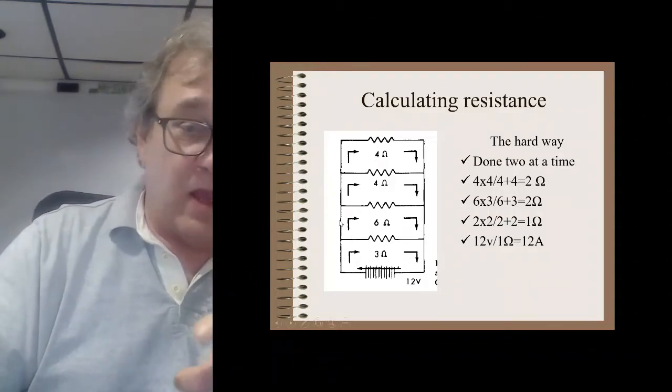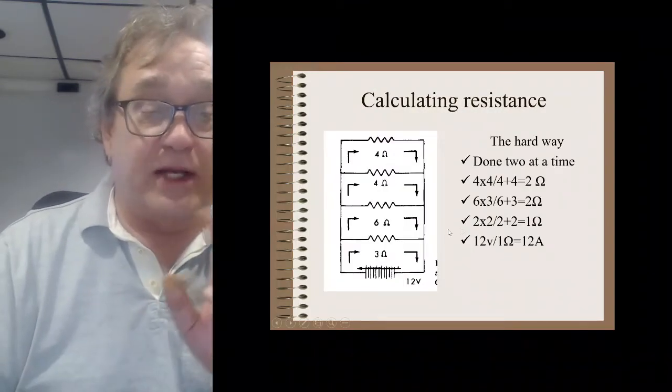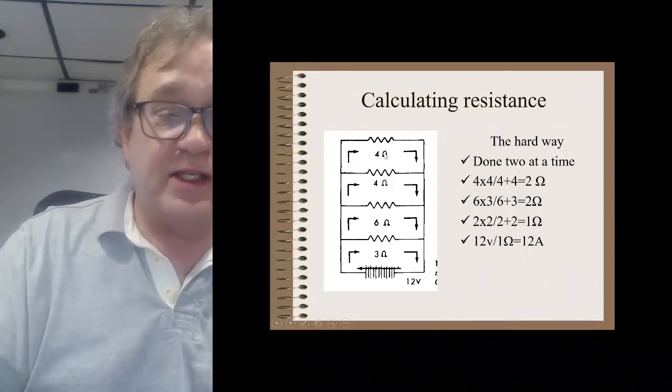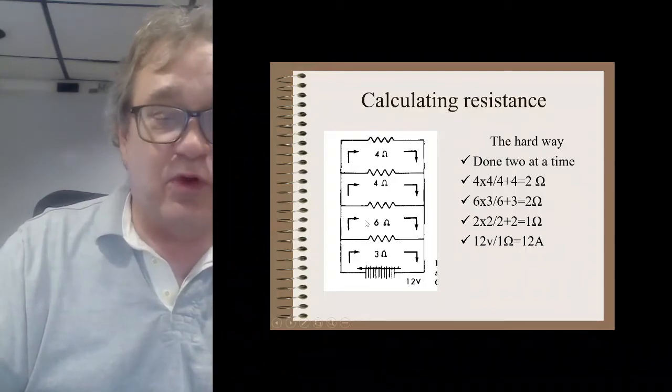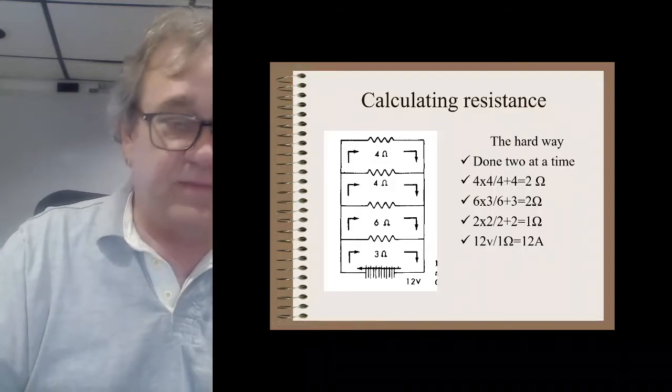Get it? Now, I know my voltage drops across here are all going to be 12. This guy gets 12 volts, this guy gets 12 volts, this guy gets 12 volts, this guy gets 12 volts. Right? All right.